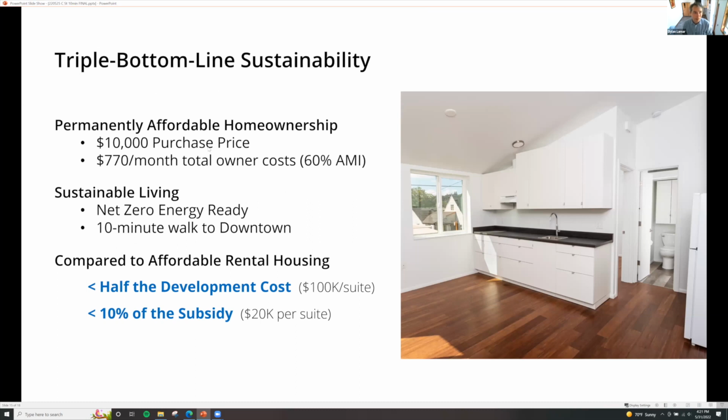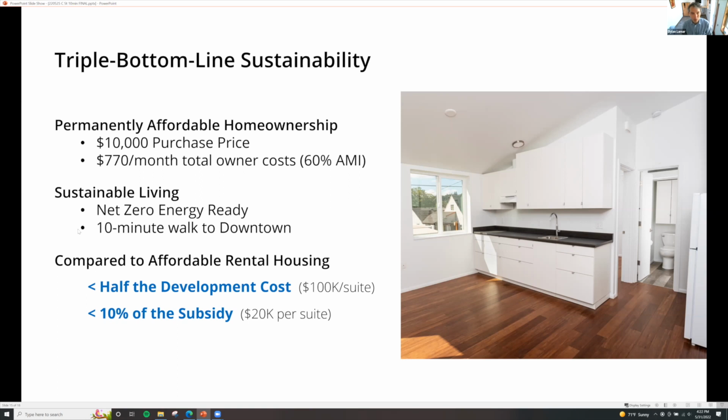Triple bottom line sustainability, we delivered permanently affordable homeownership for a purchase price of $10,000 per owner and $770 a month monthly cost. That's affordable to households that earn 60% of area median income, which is what AMI is about. That's the typical metric for what you call capital-A affordable housing. Usually that's the threshold for rental housing, but we were able to do that with ownership.